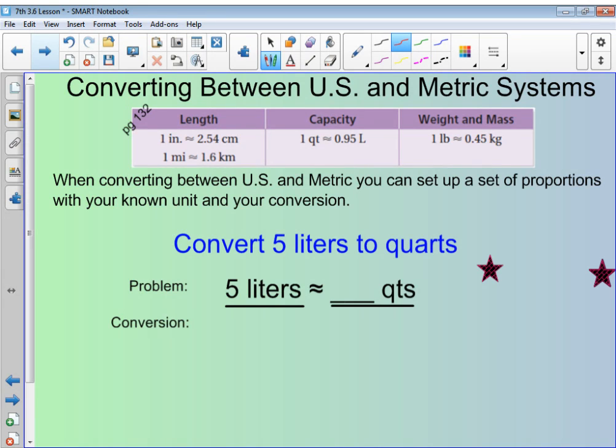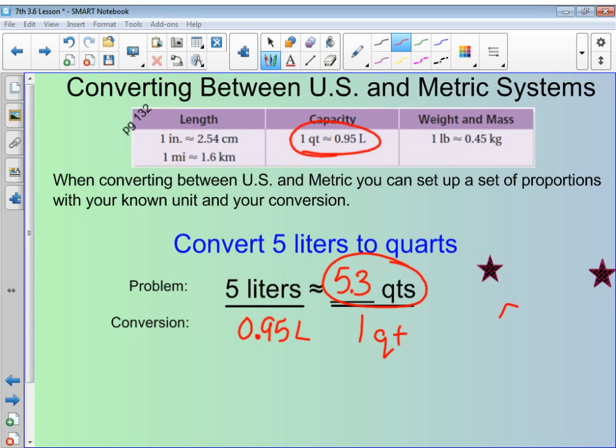So you could use either of those, but the key thing is to make sure that you are matching labels. So if I use this conversion that I have up at the top of the screen, I'm going to match labels. So my liters needs to go in the front. So 0.95, and that was the liters, is about the same as 1 quart. Okay, so now I'm going to go through and cross multiply and divide. So 1 times 5 is going to give me 5. So 5 divided by 0.95 is going to give me 5.26. So about 5.3 quarts.